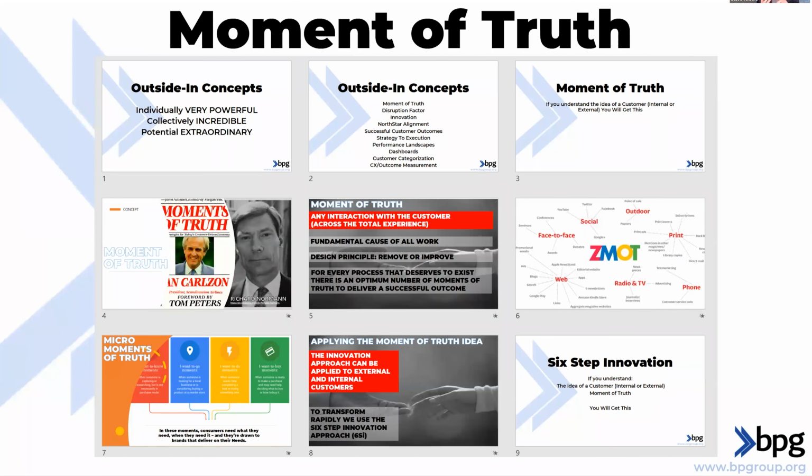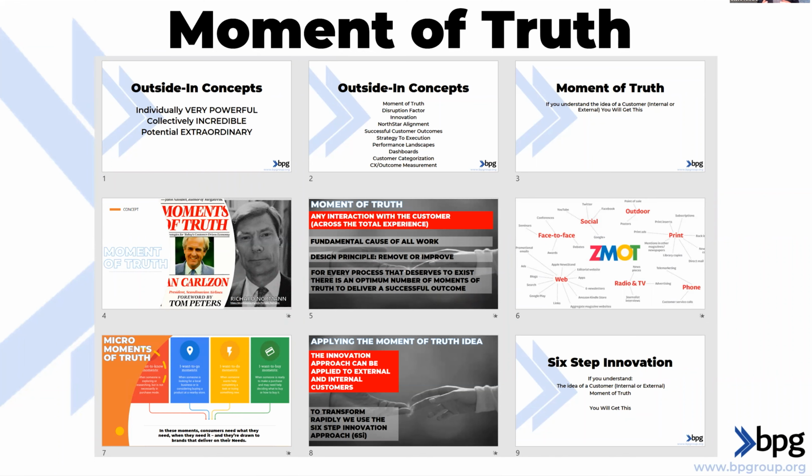So yes, in the first stage, we talked about a whole bunch of these outside-in concepts. The moment of truth is the baseline one that everything else will tend to hang off. And we also discussed this idea that it's the cause of all work. So when we're applying that, we can apply it in a number of different ways. Just one technique that we use is called the 6-step innovation approach, or 6SI for short.